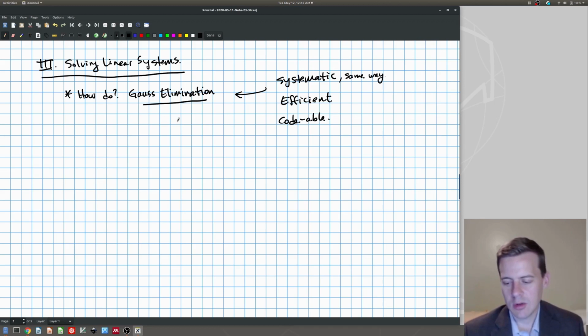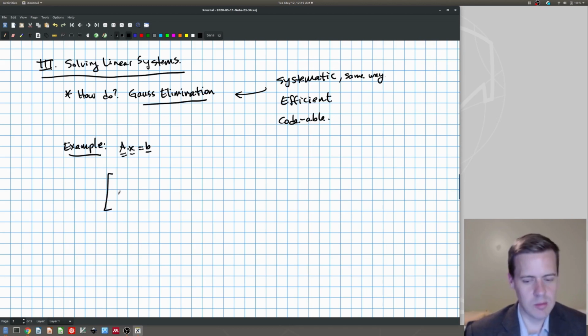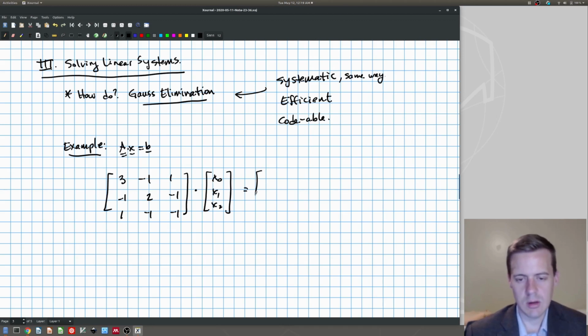Let's think about an example. I think the best way to do this is with an example. Here I have A dot x is equal to b, and I'm going to use the system we've been playing with earlier. So 3, minus 1, 1; minus 1, 2, minus 1; 1, minus 1, minus 1, multiplied by x0, x1, x2 should give me minus 3, 8, 1.